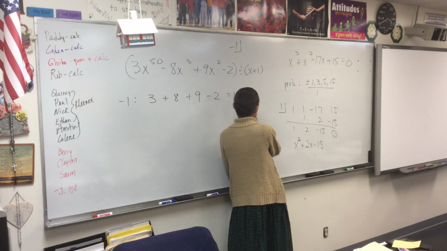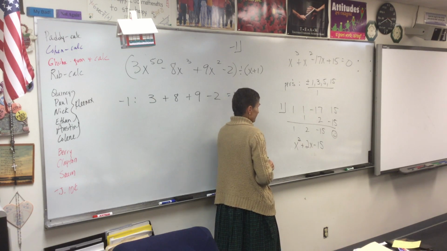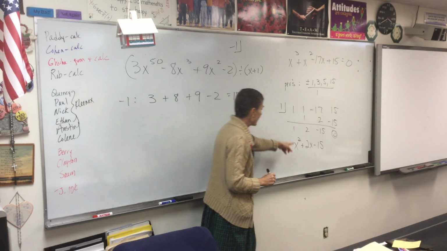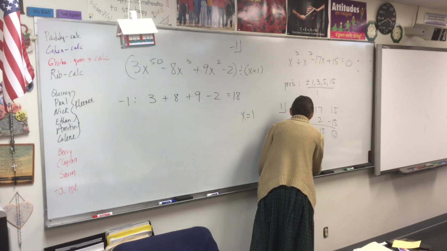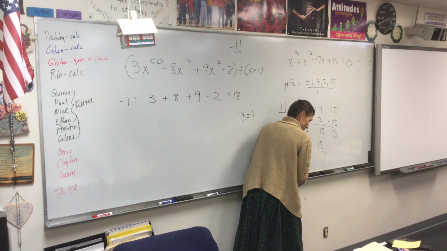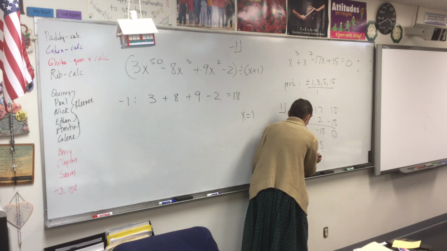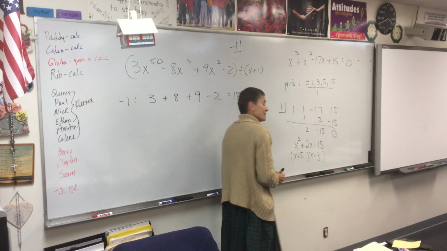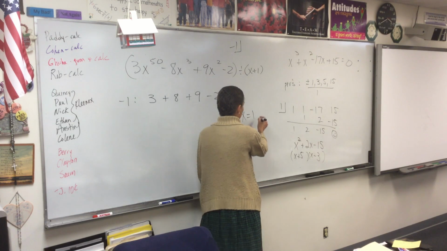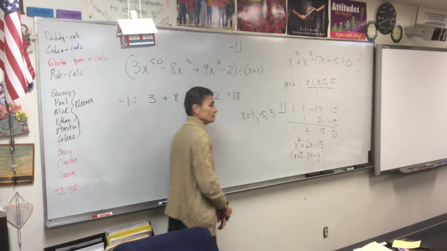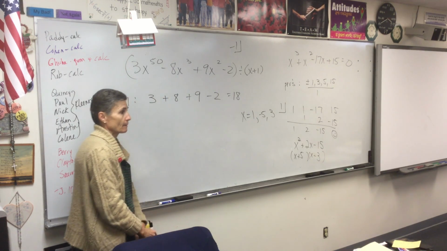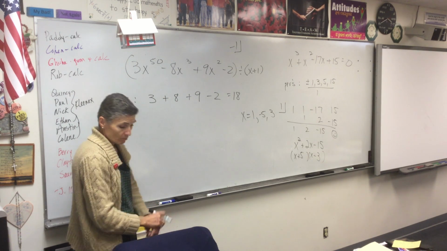So one of our answers is 1. You guessed that. We divided it out. Now we've got this. Patty? I already factored it. We already factored it as X plus 5 and X minus 3. Good, which means the other 2 roots are negative 5 and positive 3. Here we go. Everybody okay with that?